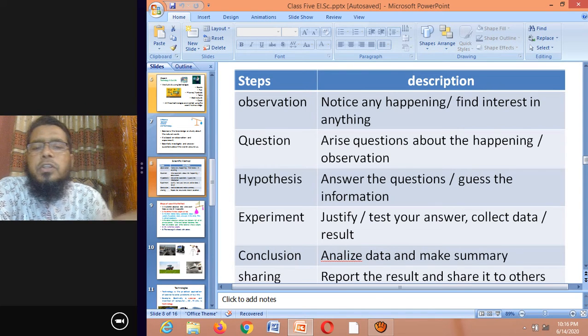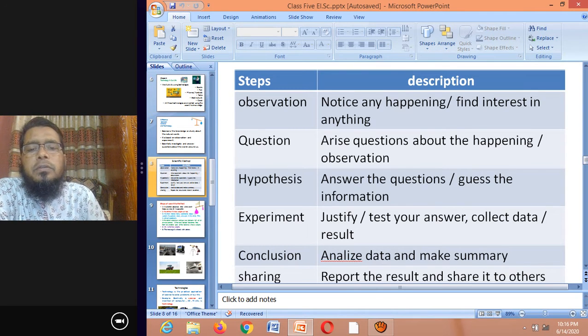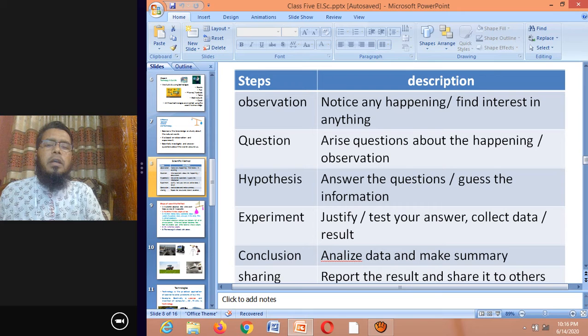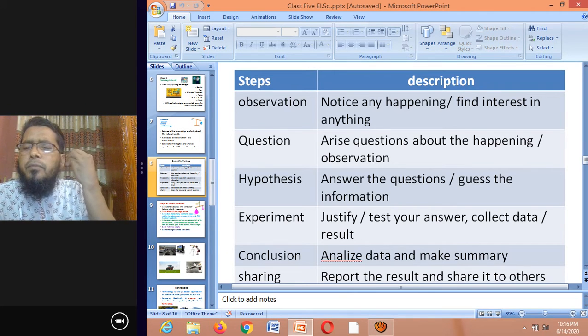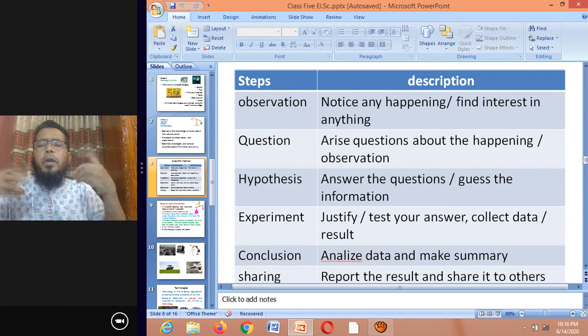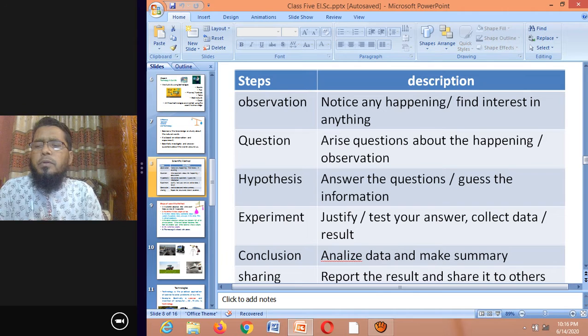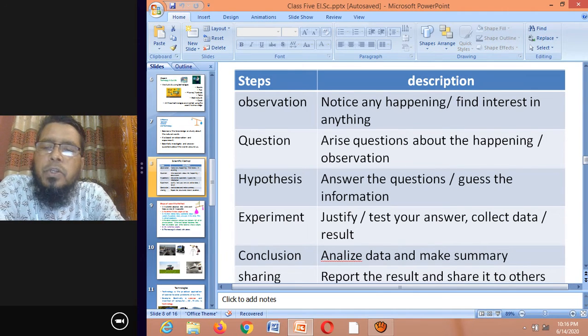Then the second step is questions. What is a question? Questions about a happening and observation. A lot of gatherings, a lot of findings, a lot of queries gather in the mind of the person who has observed. So the next step after observation is question.